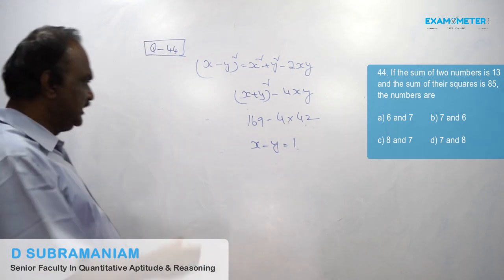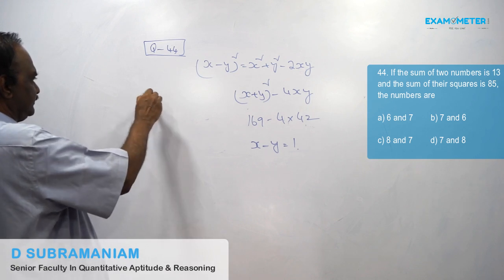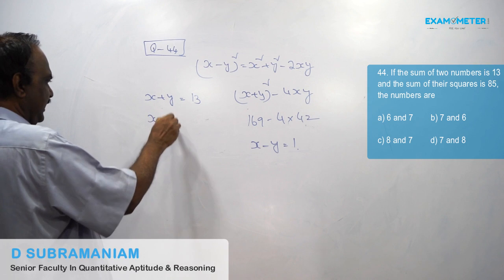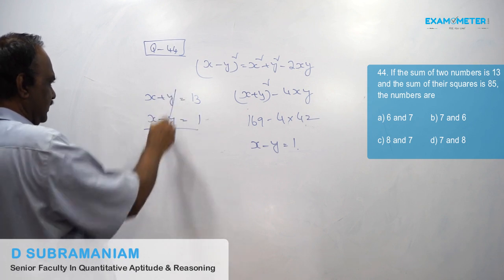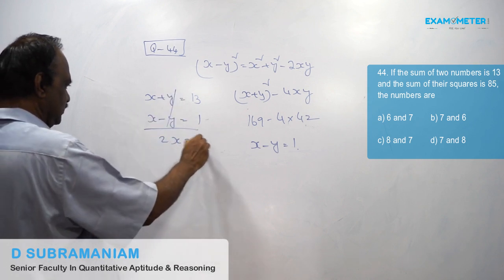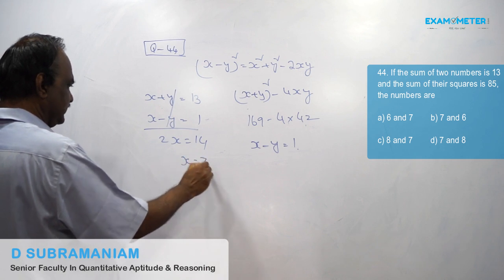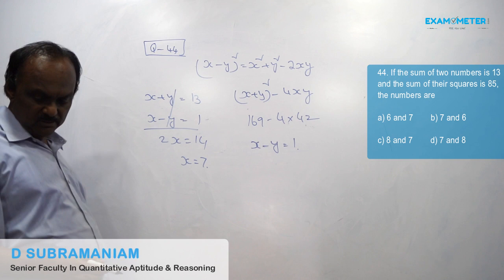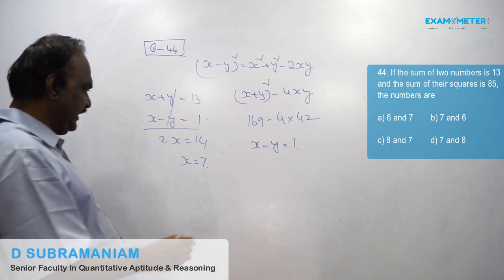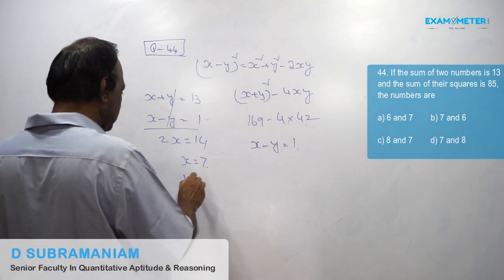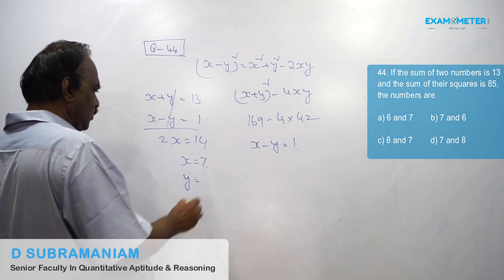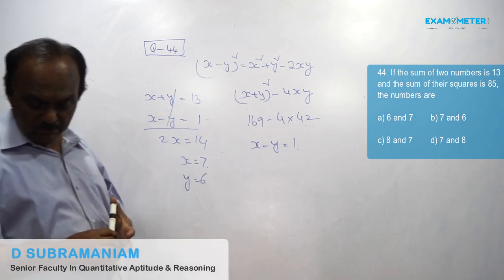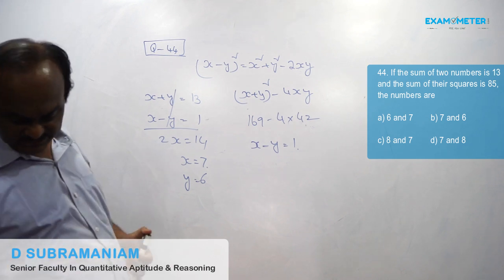Now x plus y is equal to 13 and x minus y is equal to 1. So 2x is equal to 14. X value comes to 7. When x value comes to 7, y value comes to 6. So numbers are 7 and 6.